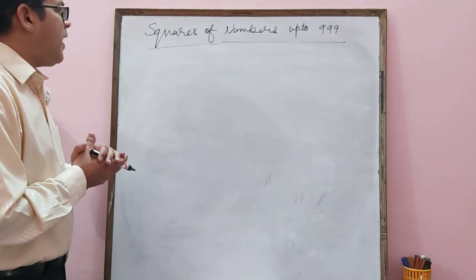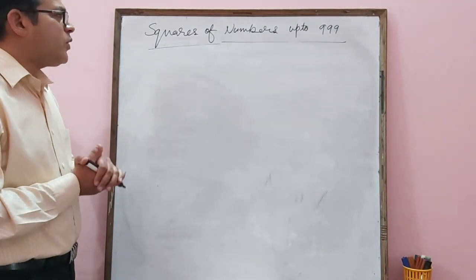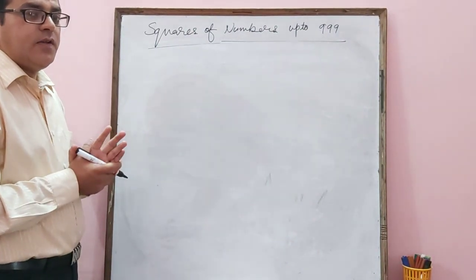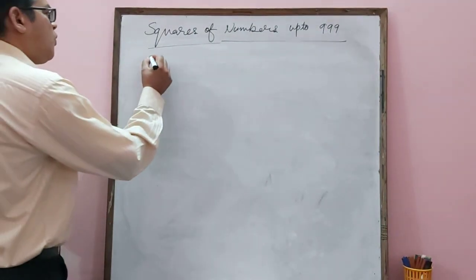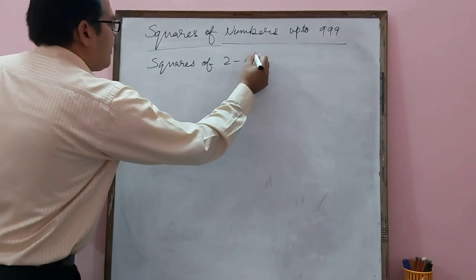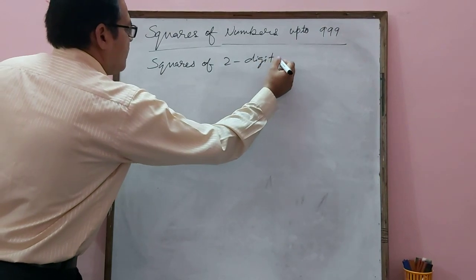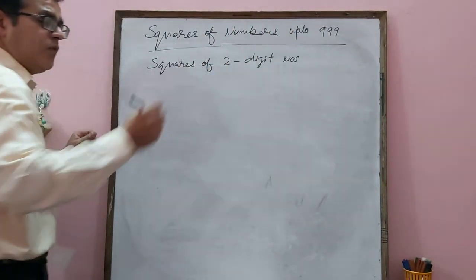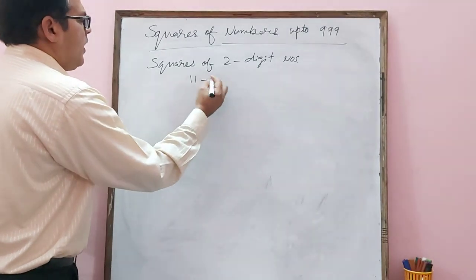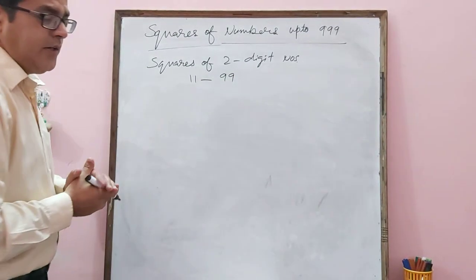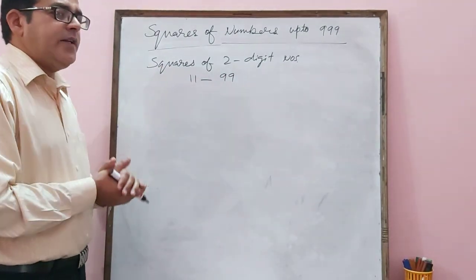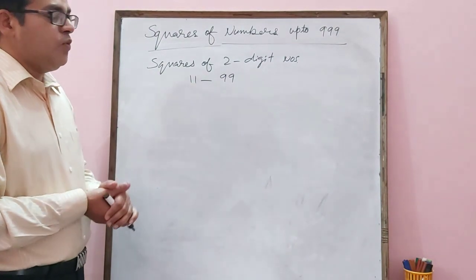So today we will find how to find squares of numbers up to 999, right? First we will find squares of two digit numbers. We know that two digit numbers start from 11 and end at 99. With this trick, this method, we can easily find squares of the numbers 11 to 99.